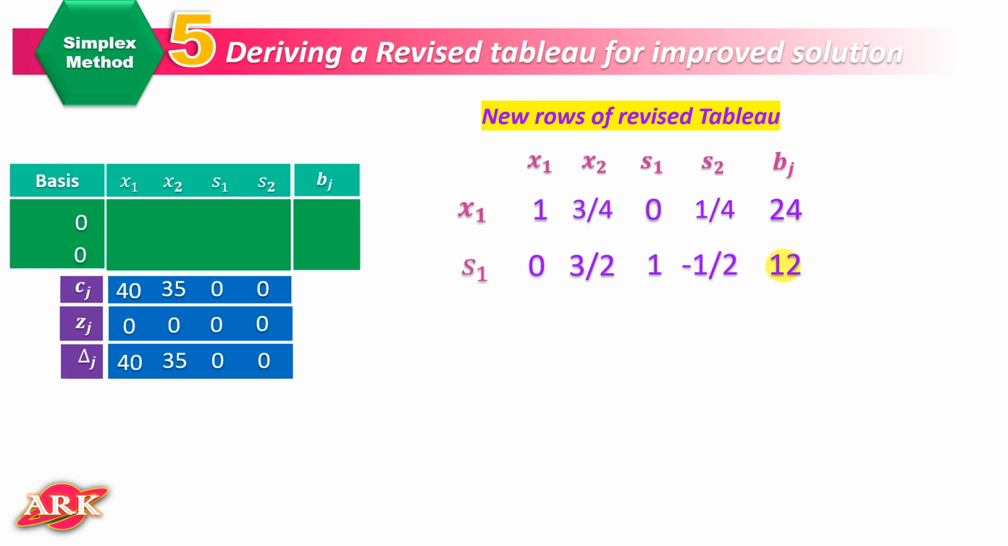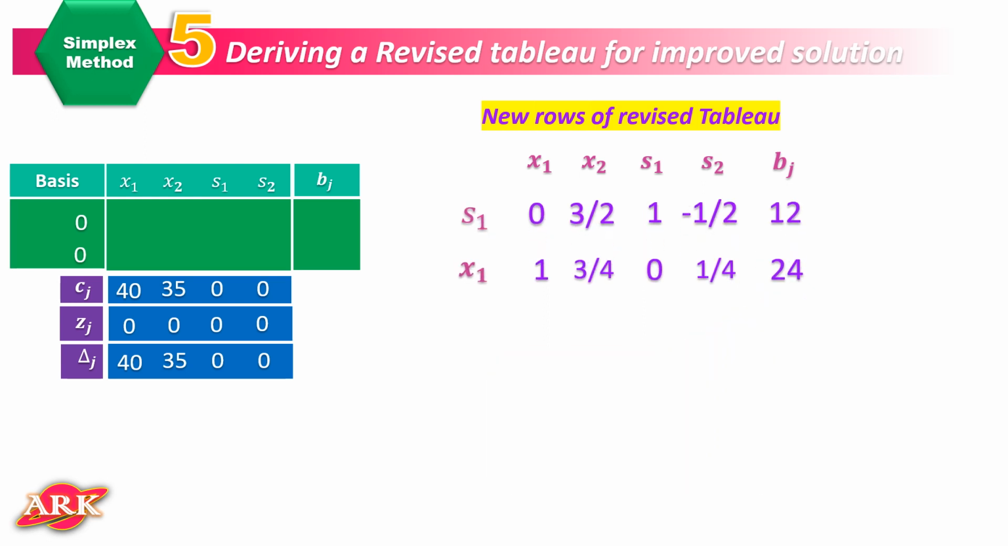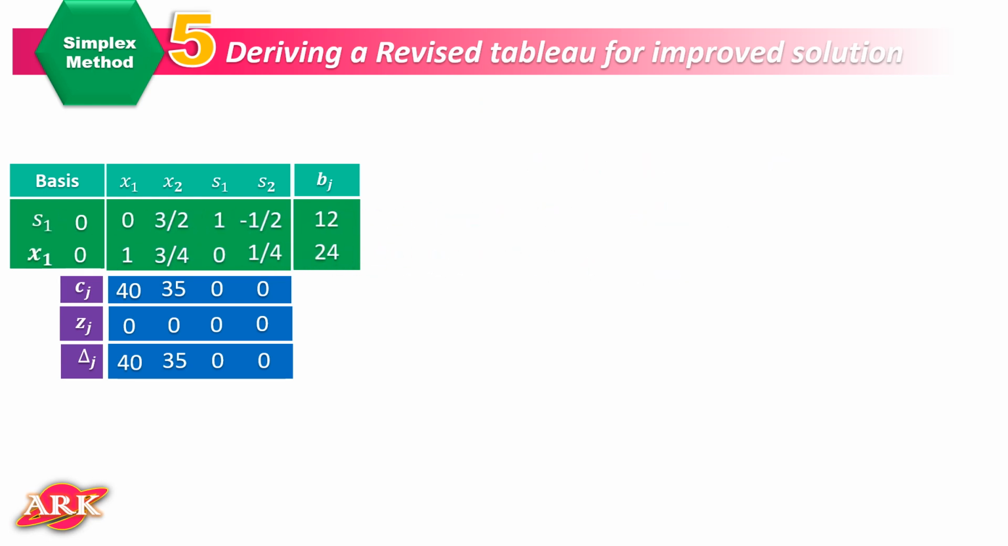This 12 represents that after producing 24 products, if we give away 48 out of 60 from the slack, the slack will consist of 12 kg of unused raw material. So here are the new rows of the revised tableau, and let's introduce those values into the table. Now the coefficient of x1 is 40 rupees in the contribution function, and let's calculate the values of ZJ elements.